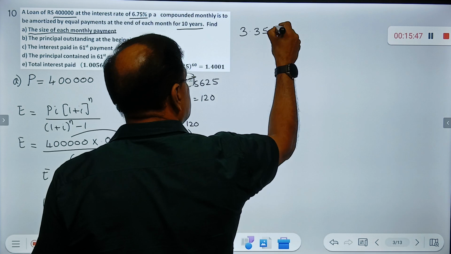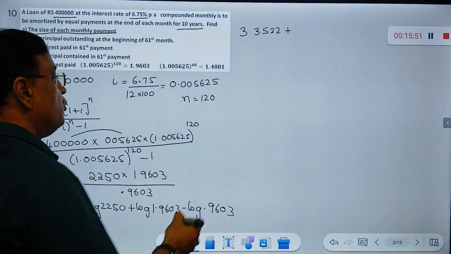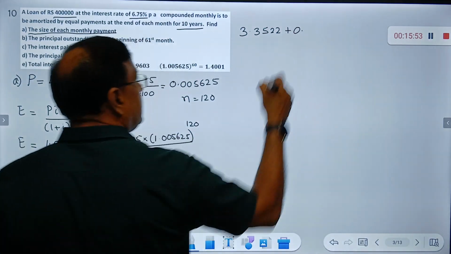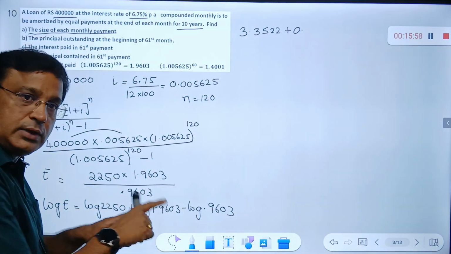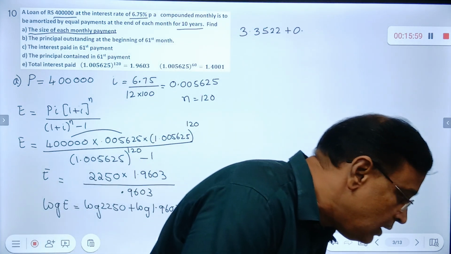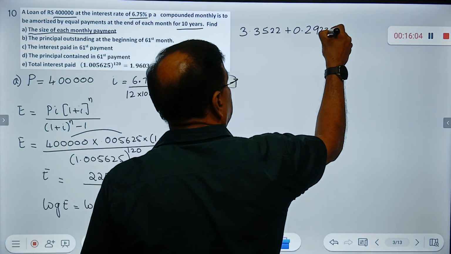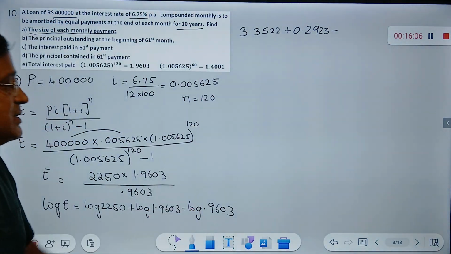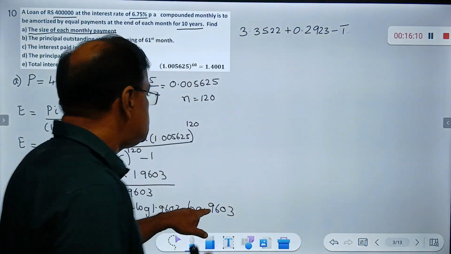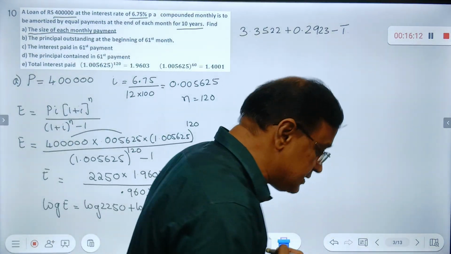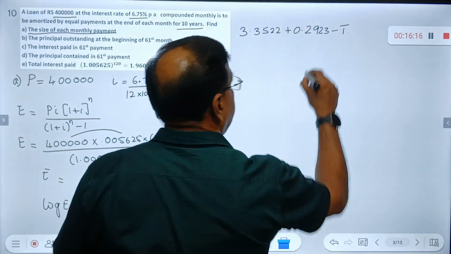So you can always cross check. That is why I am writing all this again, even though I assume that you should be knowing by now. Characteristic is 0. You have to look at 1960. The log of 1960 is 2923 minus, here the characteristic will be bar 1. Bar 1 point. Here it is 9603. You have to look at 9603, which is 9824.